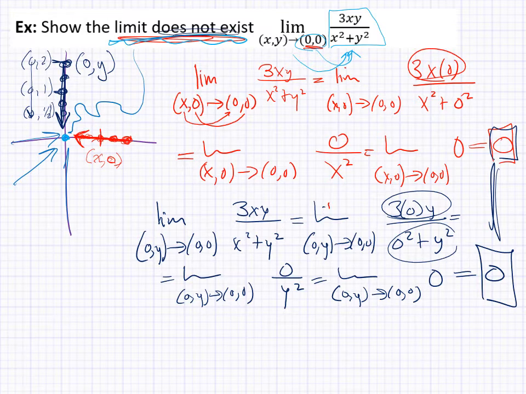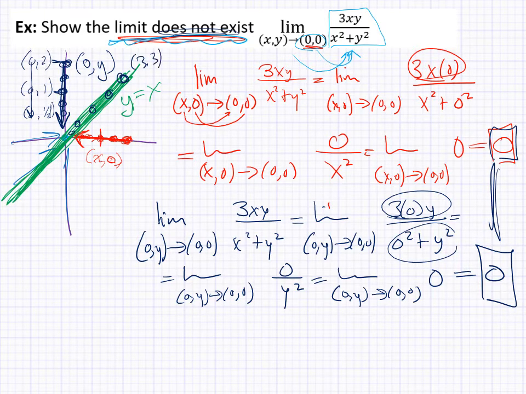Well, here's one more that we're going to look at. Let's look at this line right here that goes through 0, 0. That line is a 45-degree line, and the line is y equals x. So here are the points that are on the y equals x line. They're getting closer and closer to 0, 0. They'd be points like 3, 3, 2, 2, 1, 1, etc. So what do all these points have in common?